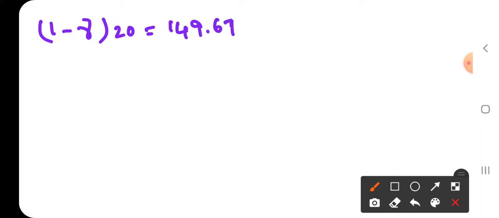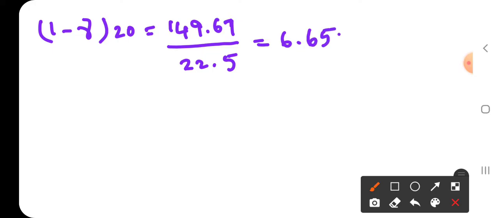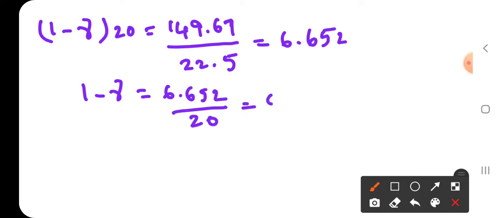Substitute, that is (1 minus gamma) into 20 is equal to 149.67 over 22.5. This is equal to 6.652, I think so. You should check this. Okay, then 1 minus gamma is equal to 6.652 over 20. This is equal to 0.3326.